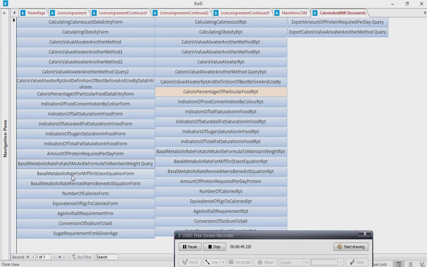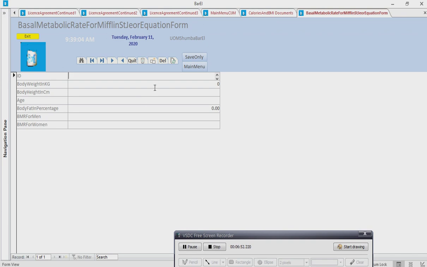Basal metabolic rate for Mifflin St. Jeor equation method. If the body weight is, let's say 70, body height is 160 centimeters, age 35, fat percentage. Then the BMR for men is 1530, for women is 1364.